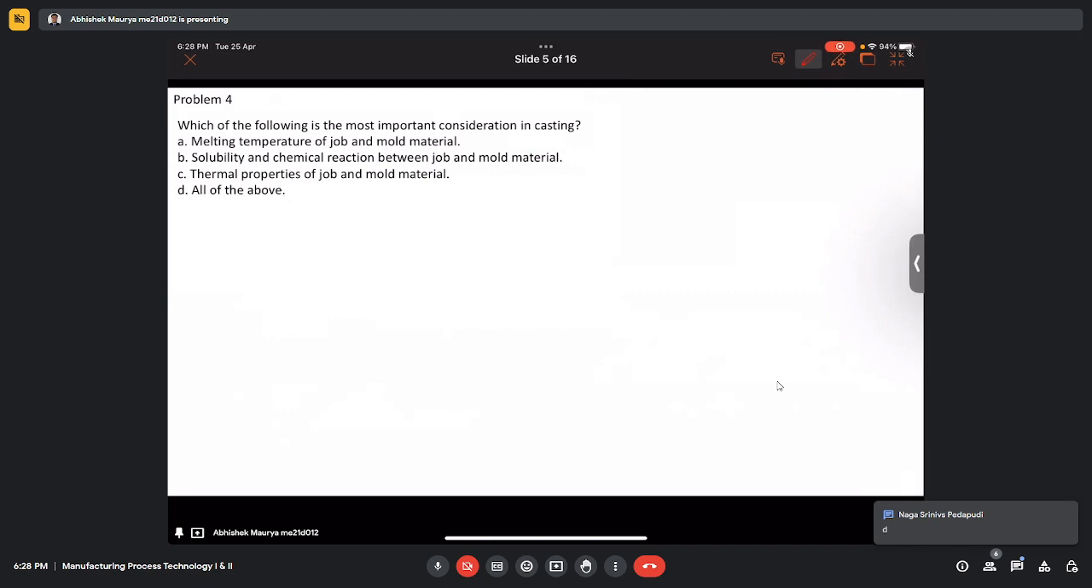Which of the following is the most important consideration in casting? In casting, as I told, our main aim is to melt the material and pour it inside a mold of desired shape to get the product which we intend to. Since we want to melt the material, the melting temperature of the workpiece is important, as well as the mold material. If the melting temperature is lower, it will be easier to cast. And for the mold material, we want the mold to be rigid. It should not melt down when we pour the molten metal. That's why the melting point of the mold material should be higher.